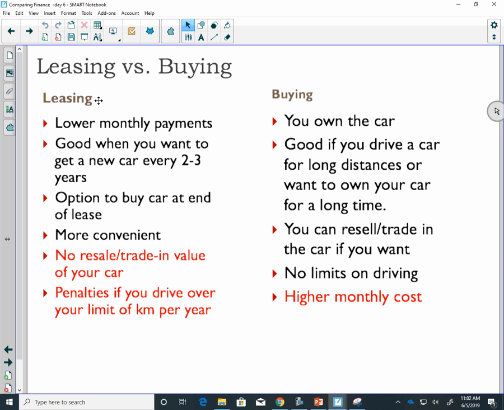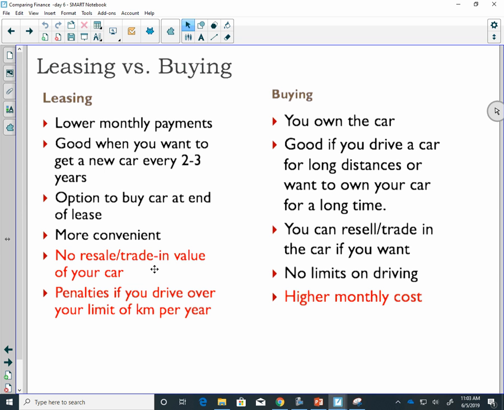Okay, so some advantages to leasing. Lower monthly payments. Good when you want to get a new car every 2 to 3 years, like a retired teacher like my dad. I keep saying, Dad, you should be leasing. There is the option to buy the car at the end of the lease. It's convenient. There's no resale, no haggling. You just walk in, toss in the keys, start over. Oh, sorry, that's a disadvantage: there's no resale or trade-in on your car. You don't own it. There are penalties if you drive over your limit. If you drive to California to go see Mickey Mouse, you might pay extra. You're basically just paying for the miles.